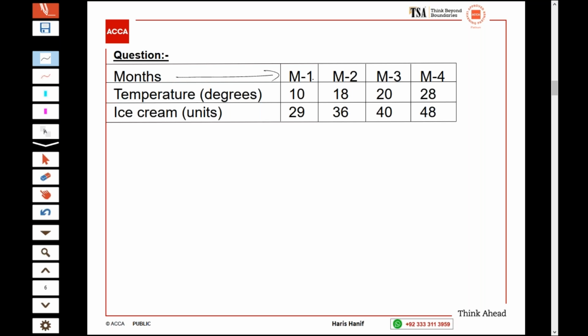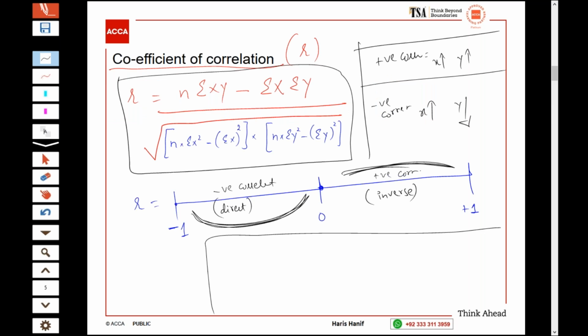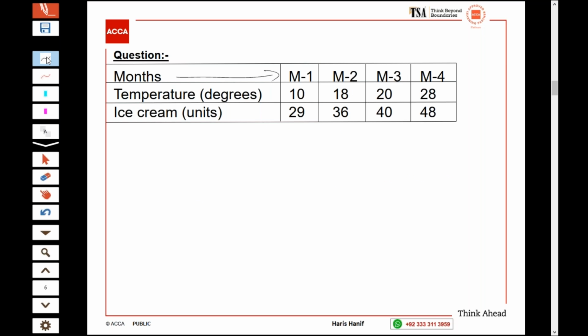This is my month number 1. I should explain what n indicates. N means number of pairs of data. This is my pair number 1, pair number 2, pair number 3, pair number 4. That means n is 4. See, what is the x here? This is x and this is y: temperature degrees and ice cream units.